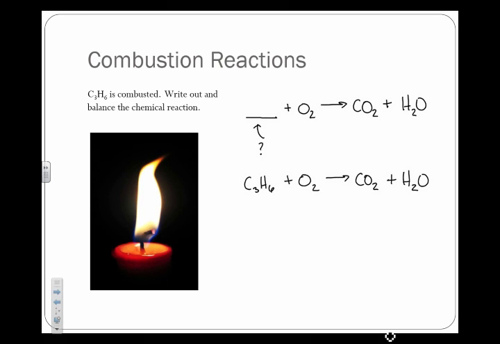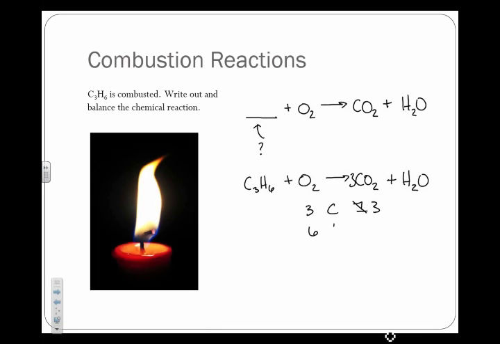At that point, I need to balance it. And there's a trick to balancing combustion reactions in that you always leave the oxygen till the end. That comes from the fact that it's easier to balance oxygen at the end because it's by itself. I'm going to look at my carbons first and see that I have 3 carbons on the reactant side but only 1 on the product side, so I'll put a 3 in front of my carbon dioxide.